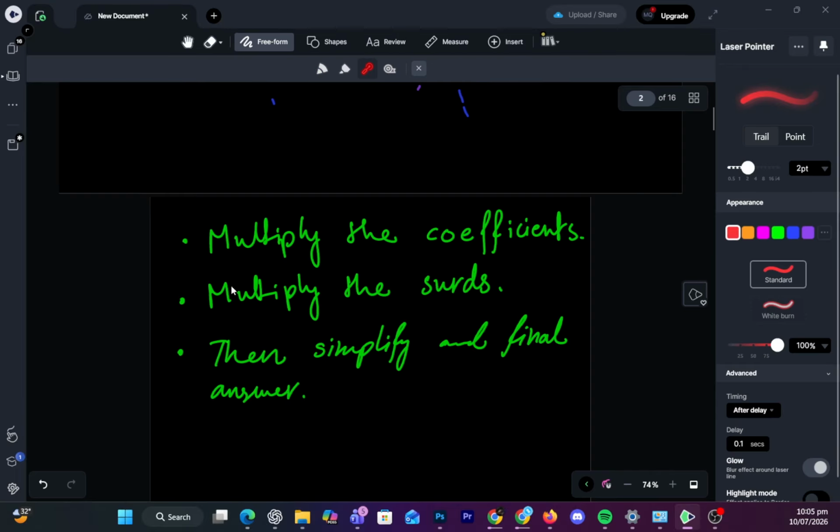Remember these three steps. Multiply the coefficients, multiply the surds, then simplify and final answer.